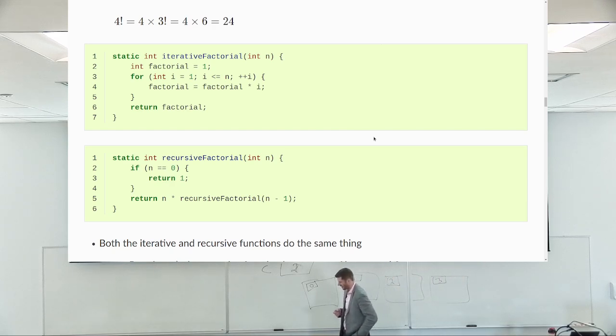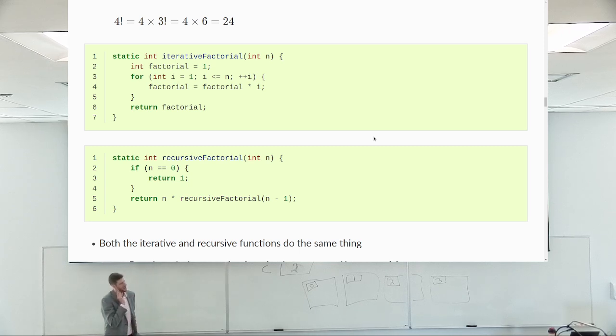I don't know about you, but for lack of a better term, both of these do the same thing. Let's think of these two functions as a black box. Both of them are going to give identical answers to the same questions. So they achieve the same thing, but a little differently. One's iterative, one's recursive.